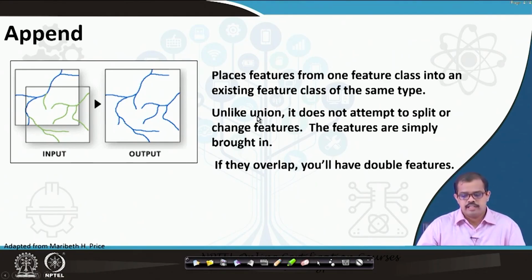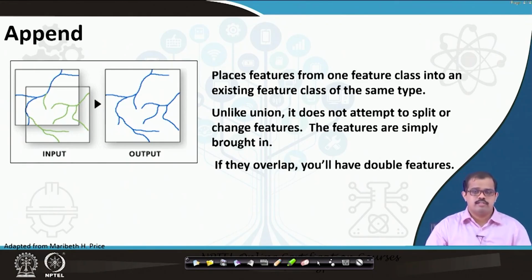Append, unlike union, does not attempt to split or change features. The features are simply brought in. It is like copy paste. Union looks at using both if there are certain commonalities, so use that. But append is unlike that; it just copies from one layer and pastes it into the other layer. Whether the topology is correct or not, it doesn't look at it. If they overlap, you will have double features in your database. So look at this. That is one of the issues with append.